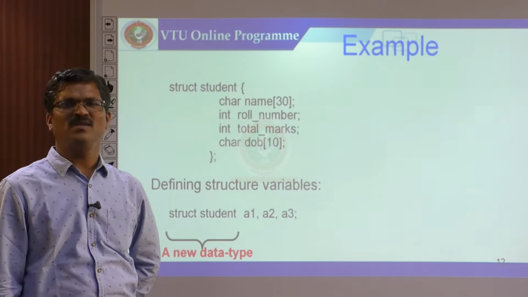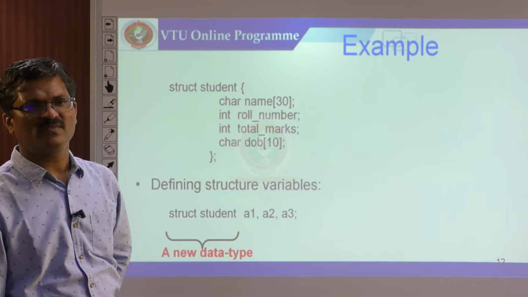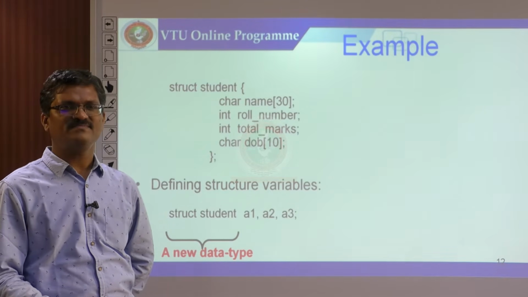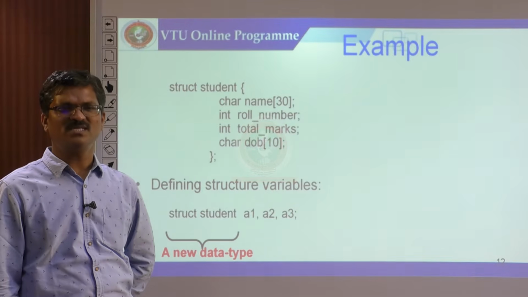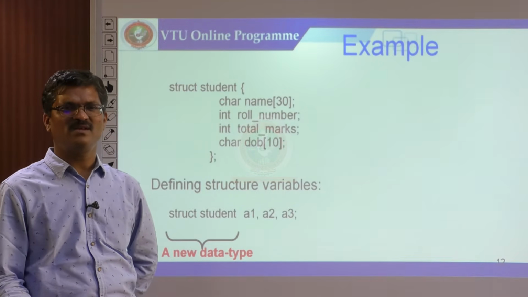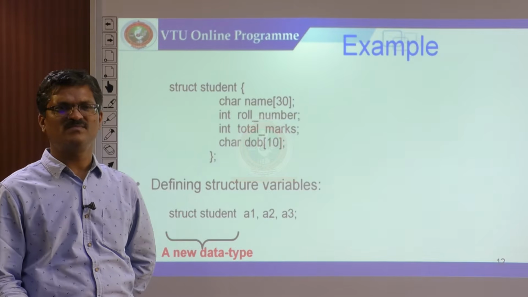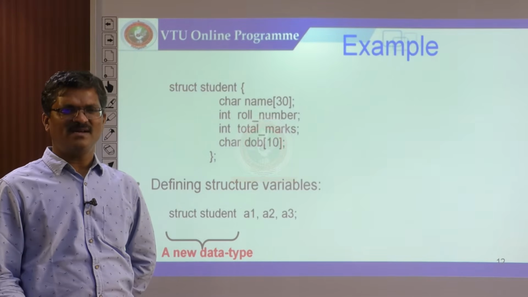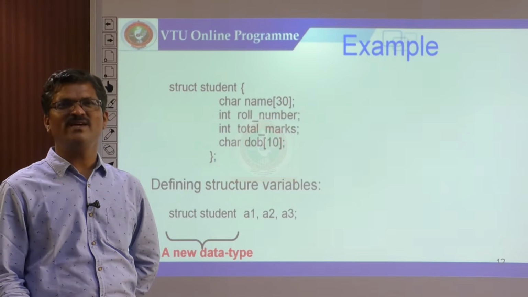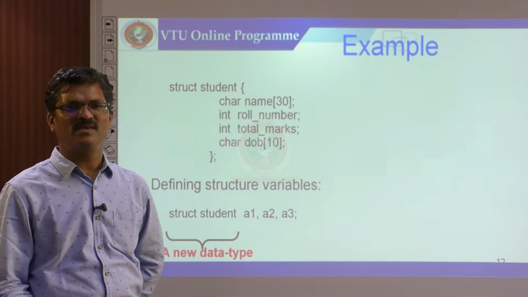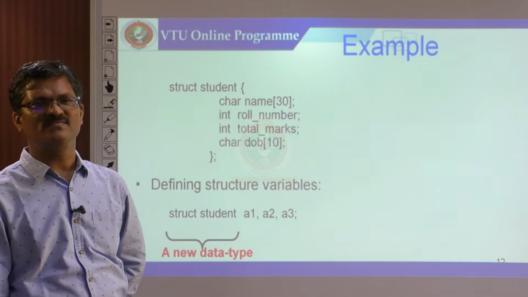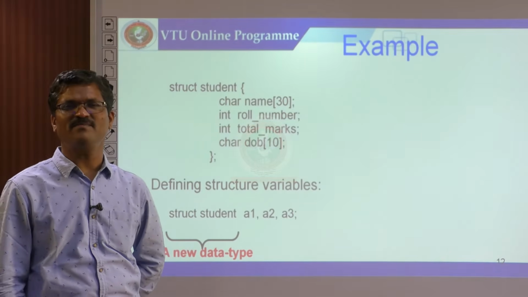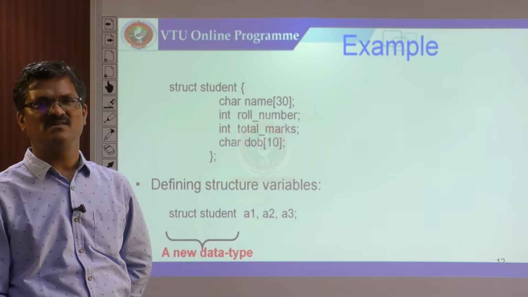One example is, let me declare a student structure. The tag name is student here, struct student, which consists of different members like the name of a student, roll number, total marks, date of birth. This is the structure, and I am defining some structure variables called A1, A2, A3, which happen to be of type struct student. So, this struct student represents a new data type, which is defined by us, a user, and hence we call it a user defined data type.